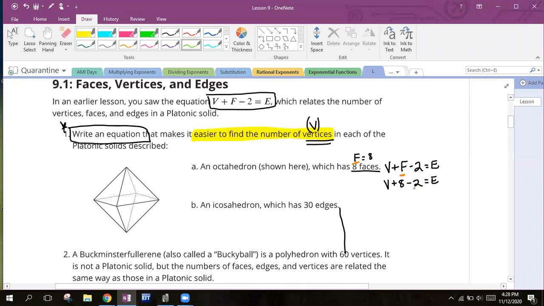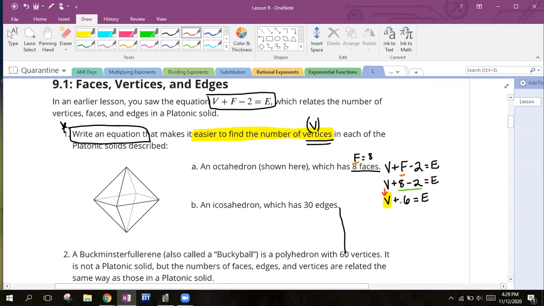Well, right here, I notice that I can go ahead and simplify this part because 8 and 2 are like terms. So I have V plus positive 8 minus 2 is going to give me a positive 6, and that equals E. So now that I have my equation simplified, I have to remember what it asked me to do originally. It said write an equation that makes it easier to find the number of vertices. If it wants me to make it easier to find the number of vertices, then I need to get my equation solved for V. And if I'm going to solve my equation for V, I need to get that V all by itself. So if I want to get that V all by itself, I start with my term that's farthest away, which is this positive 6.